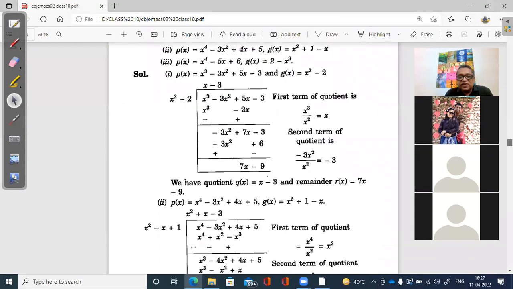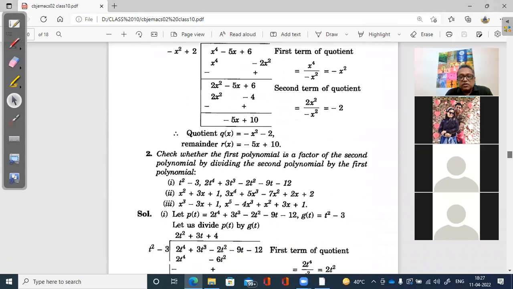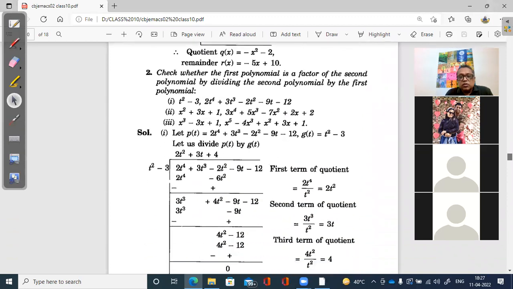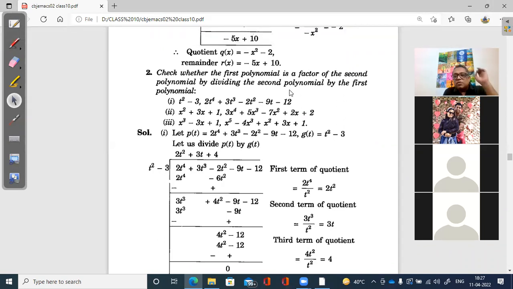That is again the same thing. The only thing is the question says, check whether the first polynomial is a factor of the second by dividing the second by the first. In this also we have to do the same division work. Just one more thing you need to notice: whether the remainder is coming 0 or not. We will divide and say whether the remainder is 0 or not. If the remainder is 0, then it is a factor. So let's start with the first one.